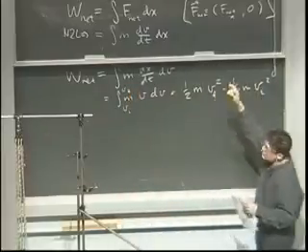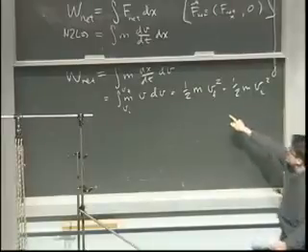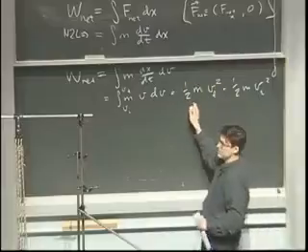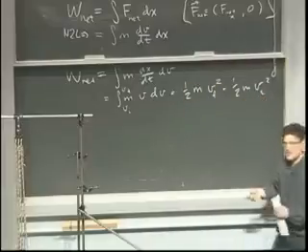So that explicitly shows you that the net work on some object actually does correspond to the change in its kinetic energy, because that's what this is. This is the final kinetic energy, 1/2 mv final squared, minus the initial kinetic energy, 1/2 mv initial squared, right? So the net work really is just the change in its kinetic energy.